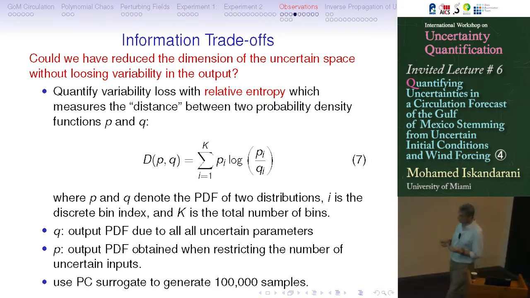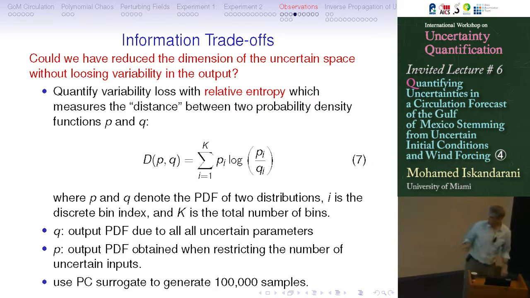The other thing that we asked ourselves, so we went from a 2-dimensional space to an 8-dimensional space. How much did we gain? Did we do the right thing by adding the higher order modes? And how much information did we lose if we had reduced our system and made it smaller? We quantified this loss of variability using the relative entropy, which you've heard a lot about today. Essentially, the only way you can obtain these quantities is by having a surrogate, so you could actually estimate the PDF of the output.